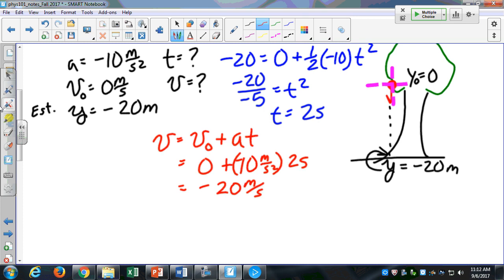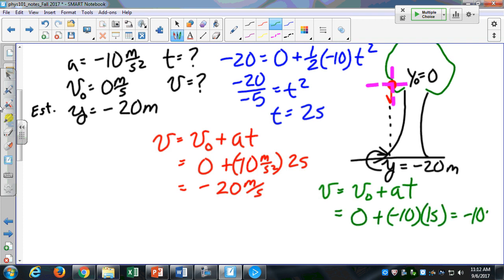Alright, so this tells me my velocity at the bottom here after the object has fallen over 2 seconds. What if I want to know the velocity at 1 second? How would I find the velocity at 1 second? That's right. If I want to know the velocity at any time whatsoever, like say at 1 second, then I would just say v is equal to v0 plus at. That's 0 plus negative 10 times 1 second, which is negative 10 meters per second.